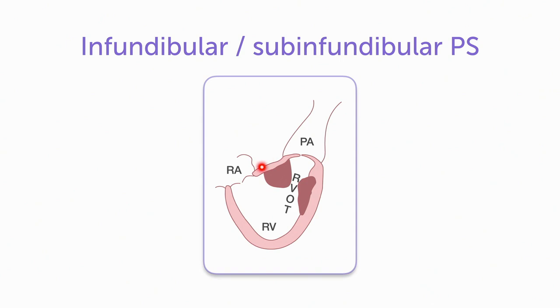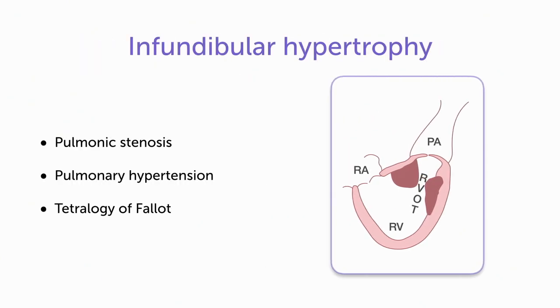So we discussed pulmonary valve stenosis, and now let's look in more detail into the subvalvular obstructions. Let's talk about subinfundibular and infundibular pulmonary stenosis. Here's a schematic image of how the RVOT can look with a normally opening pulmonary valve, but a problem at the subvalvular level. Here are some scenarios why you can have infundibular hypertrophy. This can be pulmonary stenosis, this can be pulmonary hypertension, and this can be patients with tetralogy of Fallot.